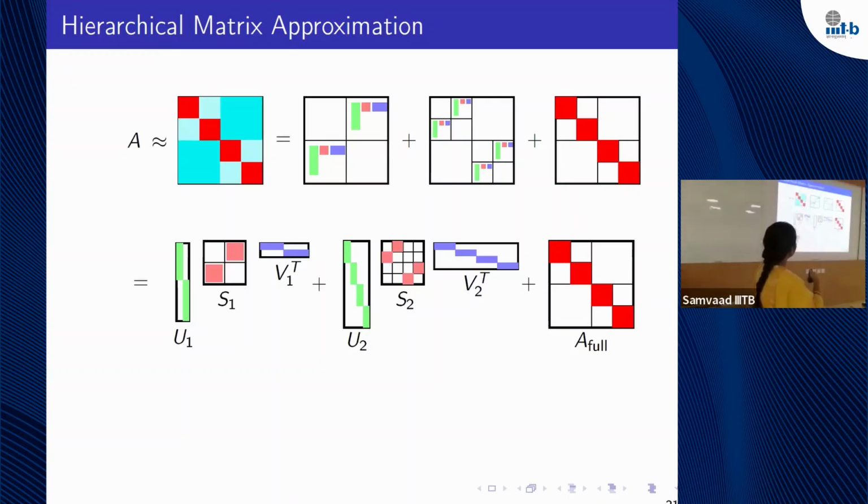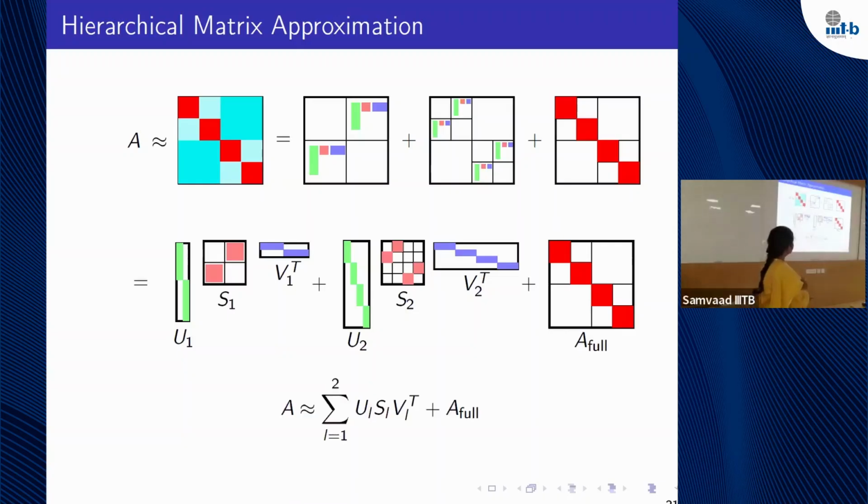So I place this green blocks in this manner, this red blocks as this right diagonal blocks, and this purple blocks as this diagonal blocks, and I call them as U1 S1 V1 transpose. So it's just some rearrangement. When you actually multiply these three matrices, you get back this matrix. And similarly, I rearrange some terms and create these three matrices, and this is actually equal to this. And I call this as the A full because these are the full rank blocks.